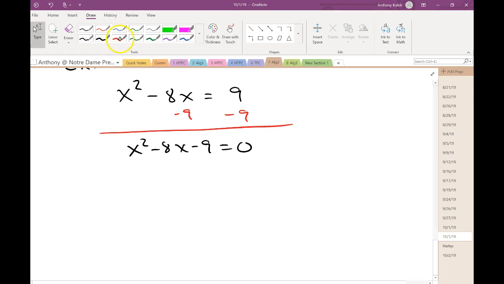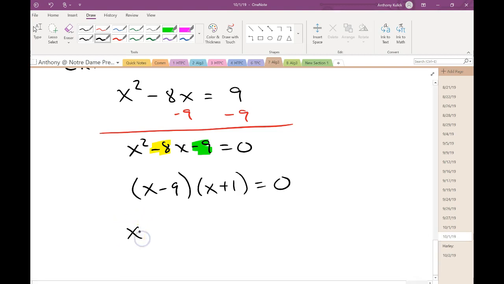Great. This one you should be able to factor using the shortcut because the leading coefficient is 1. This is one where you should be able to factor in your head at this point. So to factor this, we're looking for the two numbers that multiply to give me negative 9 and add to give me negative 8. What are those two numbers? Negative 9 and positive 1, right? So now we're done with step 2. We've got it factored.